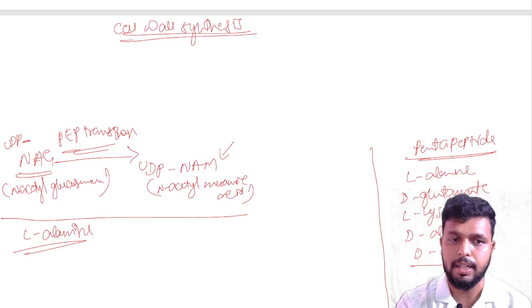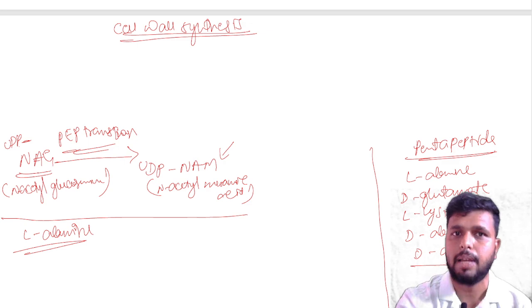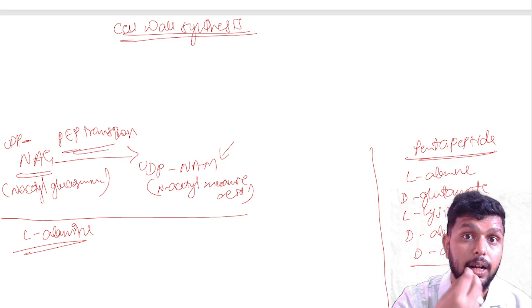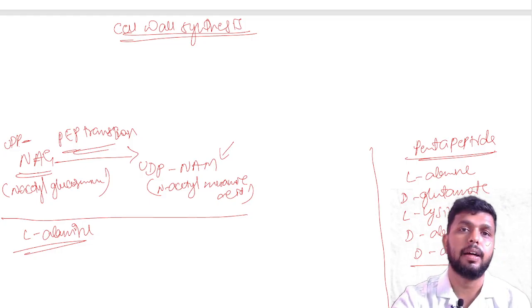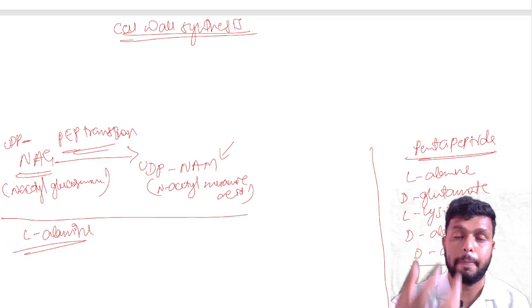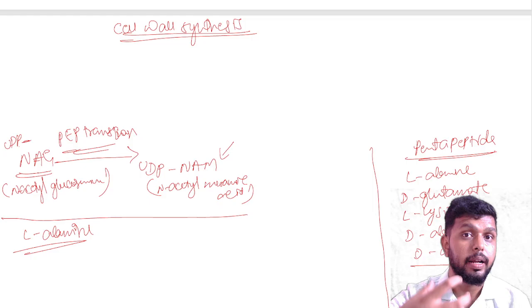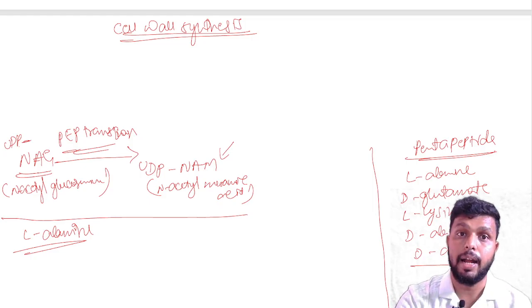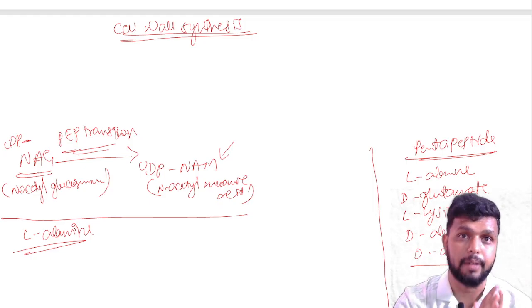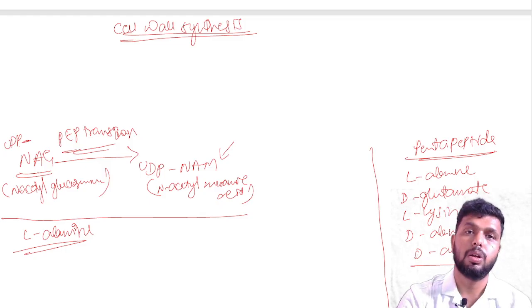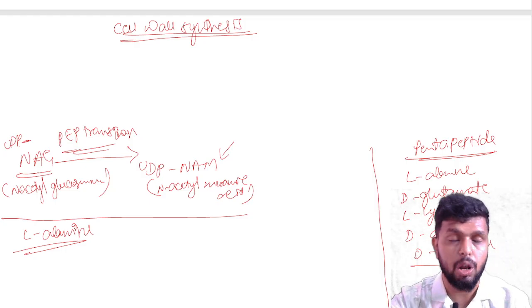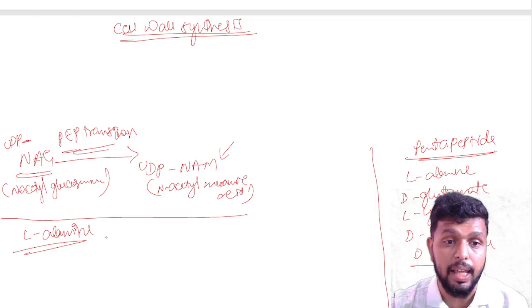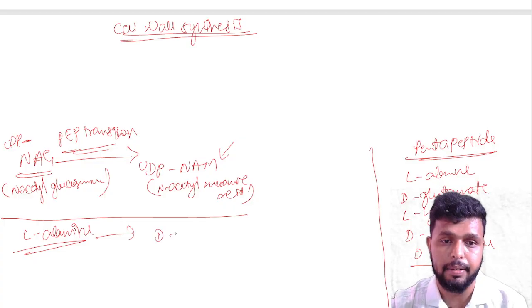Levorotatory. This amino acid, L-alanine, is less stable and comparatively less strong, and it is easily recognized by some enzymes present inside the human body and will be easily destroyed. So that's why bacteria have to make it strong. So they will convert L-alanine into D-alanine.